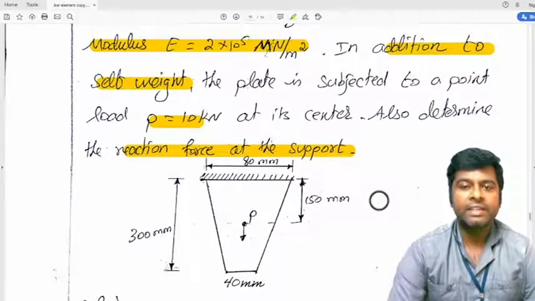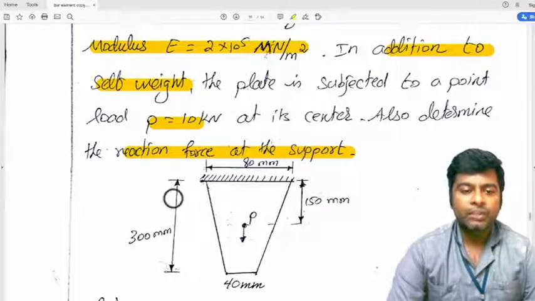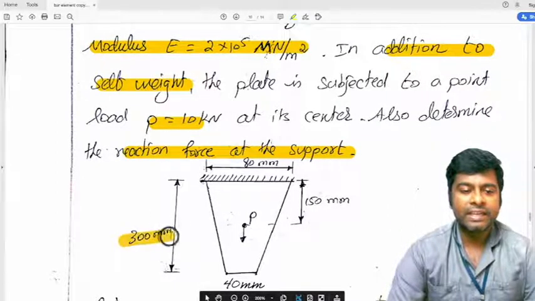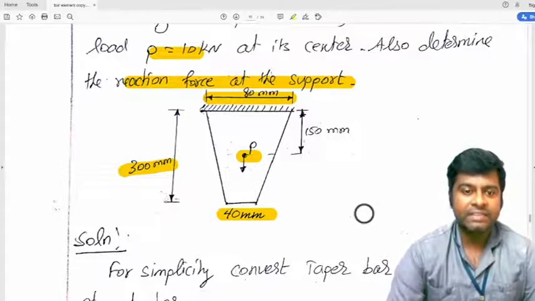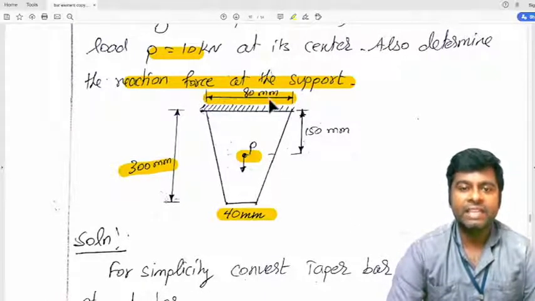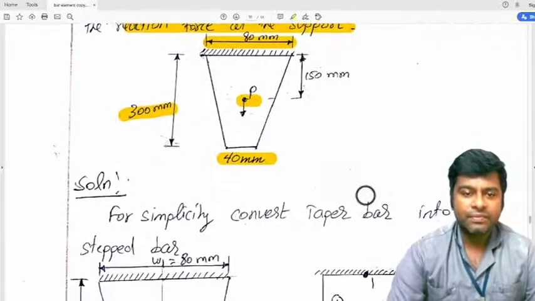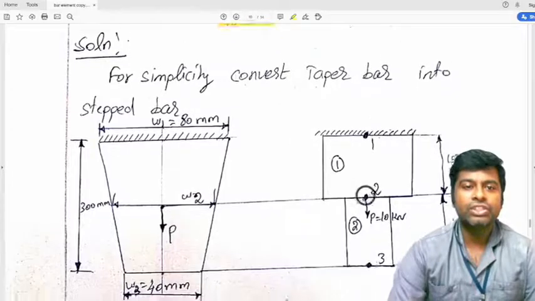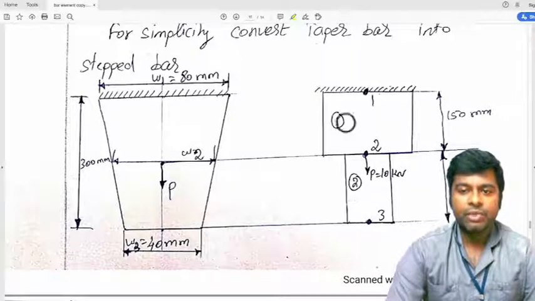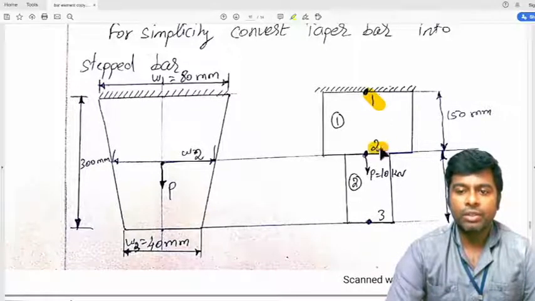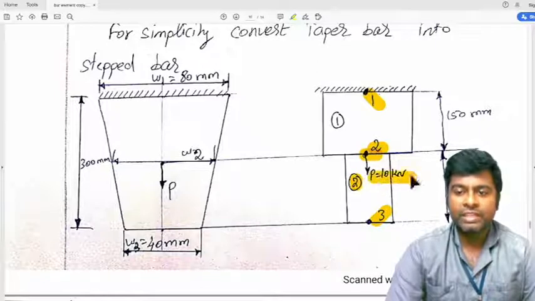As shown in the figure, the total length of the taper bar is 300 mm. The point load acts at the center, the smaller end width is 40 mm and the bigger end width is 80 mm. First, for simplicity, convert the taper bar into a stepped bar as shown in the figure. Here it is divided into two elements. Element 1 has node 1 and node 2. Element 2 has node 2 and node 3.